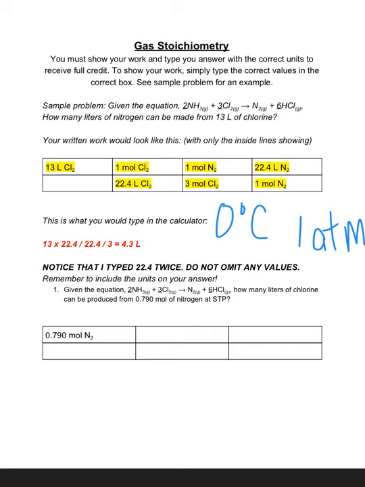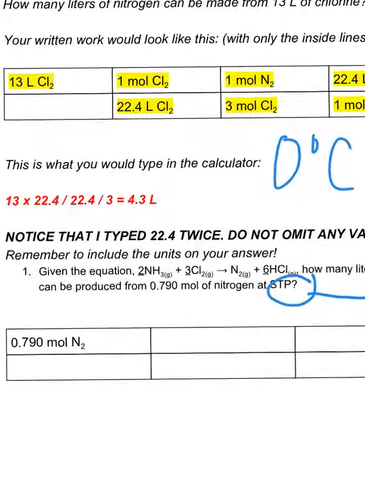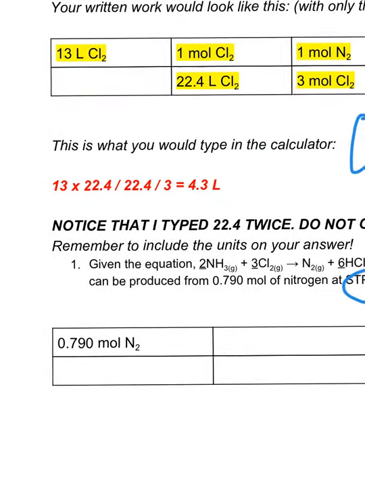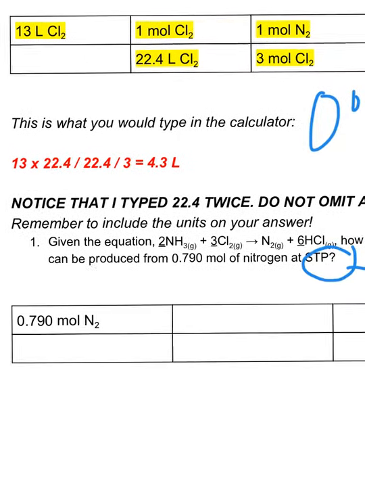Given this equation, how many liters of chlorine can be produced for 0.790 moles of nitrogen at STP? Okay, there's that key word, STP. Since it's occurring at this temperature and this pressure, we can use 22.4 liters to the mole. So here is our given. 0.790 moles of nitrogen gas. That's what the problem gives us.